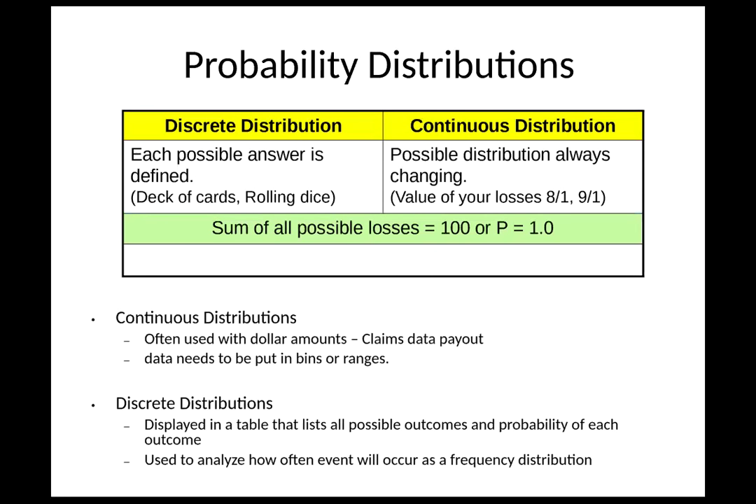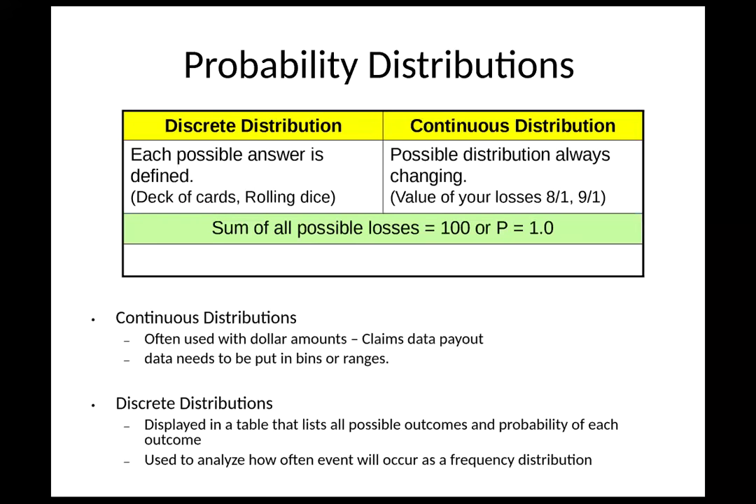A continuous distribution can be always changing, right? So how many injuries did you have on, in this case, August 1st compared to September 1st, or the next day? Things continually change based upon the information. It's not going to be a set number. But either way, when we talk about losses and we do probability, the probability of loss or not having a loss is always going to equal 1.